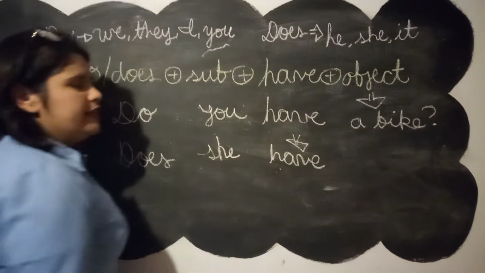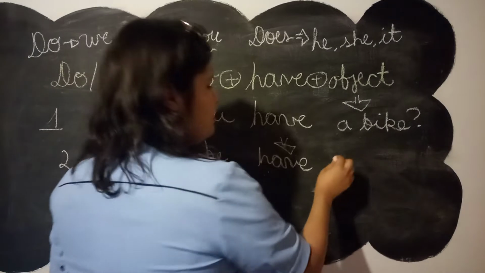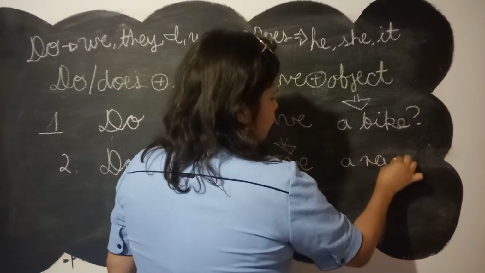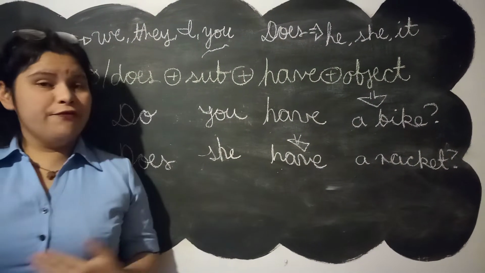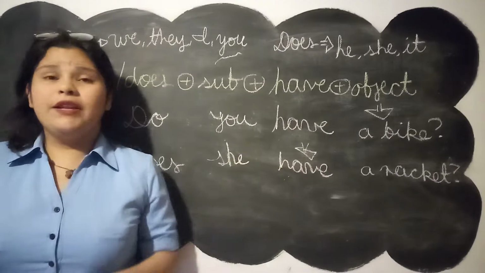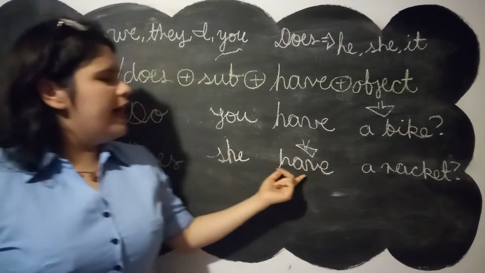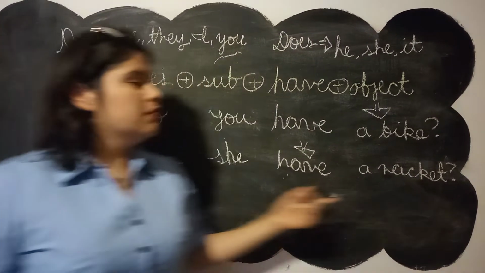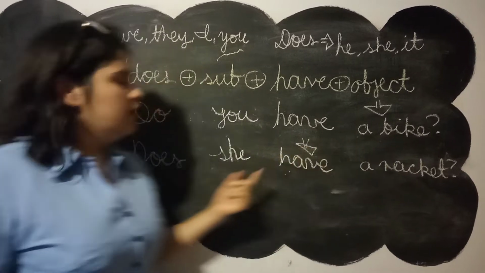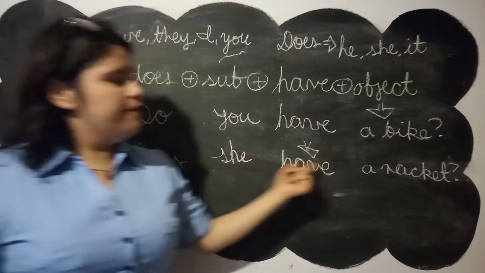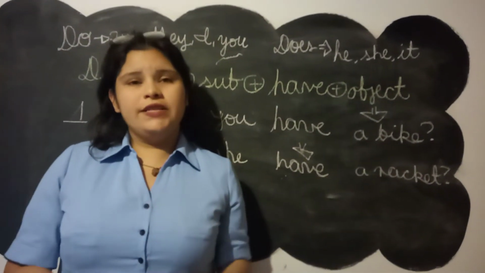The third element, el tercer elemento que no cambia. Does she have a racket, for example? Remember, we can use different elements in the object. Acuérdate que podemos utilizar cualquier object. We can say, for example, does she have a soccer ball? Do you have a burger? Does she have a pencil? You can change the objects and create more questions.